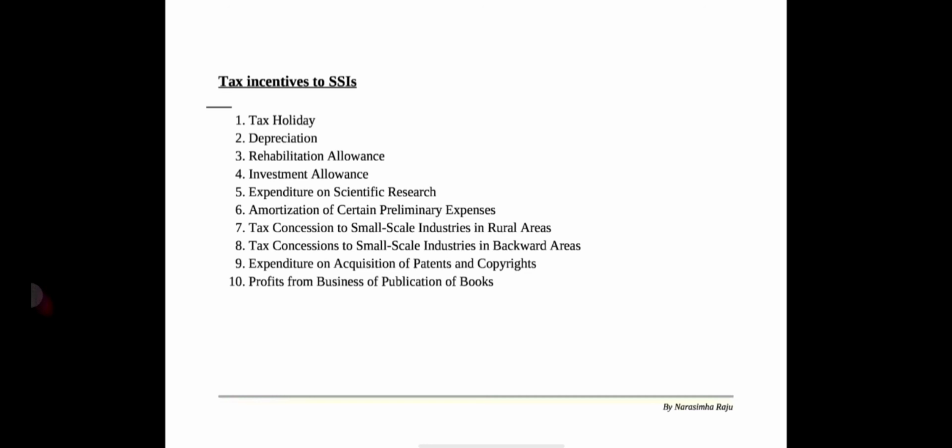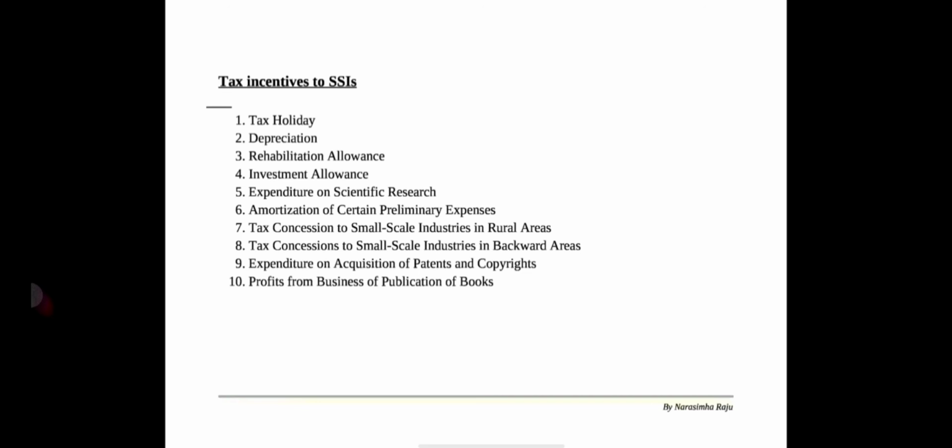And the next tax concession to the SSIs is tax concession to small-scale industries in backward areas. The Planning Commission of India in 1970-71 declared 247 districts out of 435 districts as backward areas, with a view to provide them special incentives and concessions to establish industries in those backward areas. The newly established small-scale industries in these areas specified in the 8th Schedule to the Income Tax Act 1961 are entitled to a deduction of 20% of their profits and gains from their gross total income. This deduction is allowed for a period of 10 years beginning with the year of commencement of manufacturing or production.